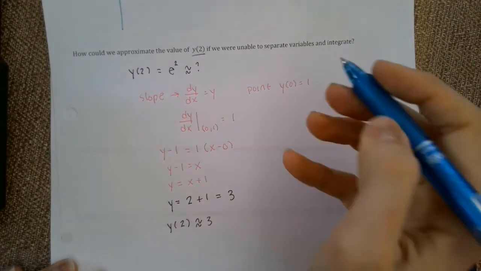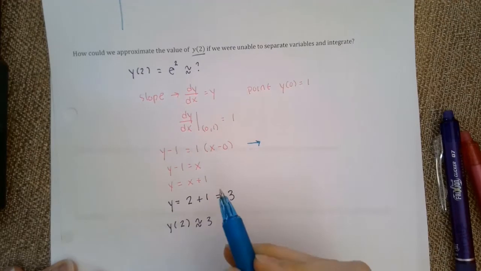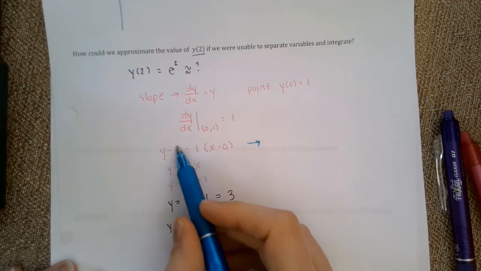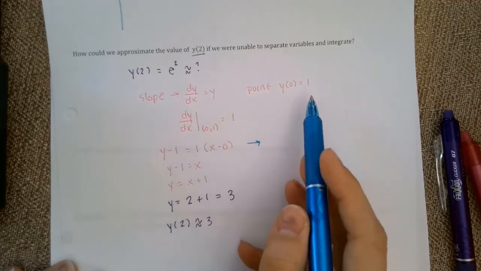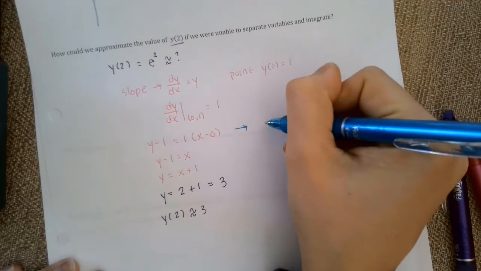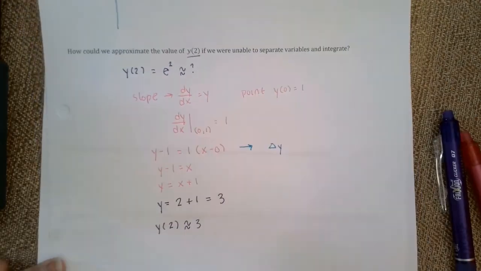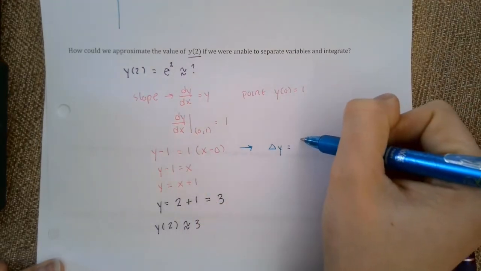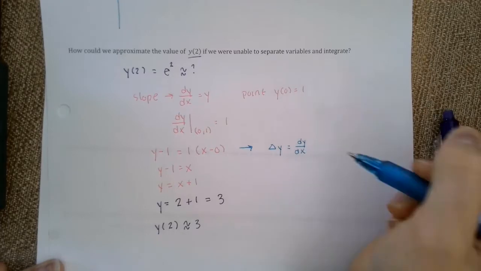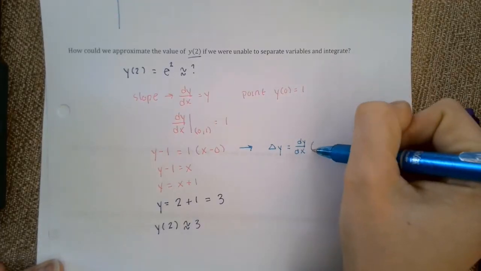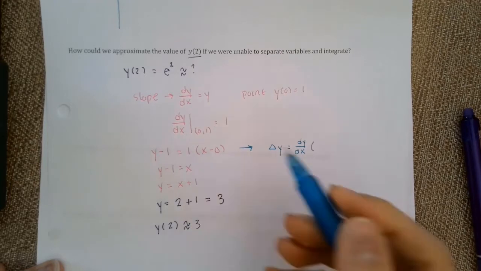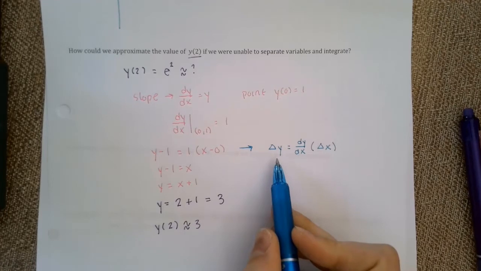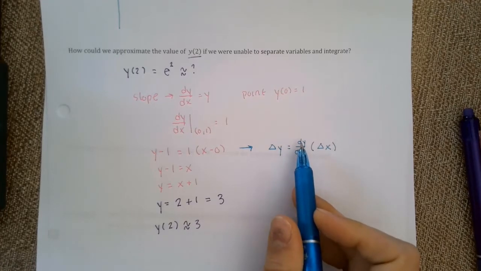I'd like to rewrite this a little bit differently. If I'm looking for this y value and I'm subtracting another y value from it, because that was the point over here, we can also call the left side delta y, a change in y. This is our slope, which you can call dy dx, or if you really like, you can call it m. And we're multiplying that by a difference between two x values. So that will be delta x.